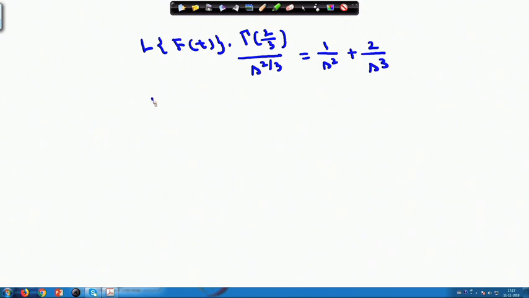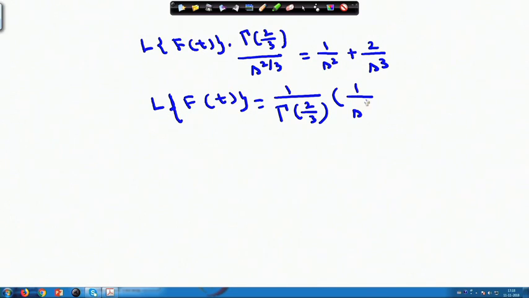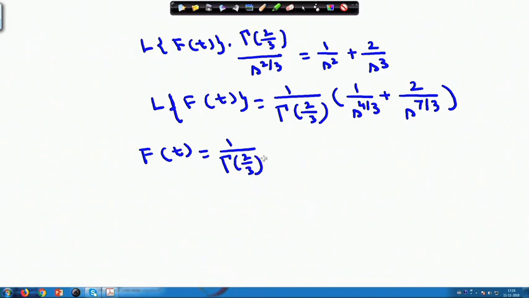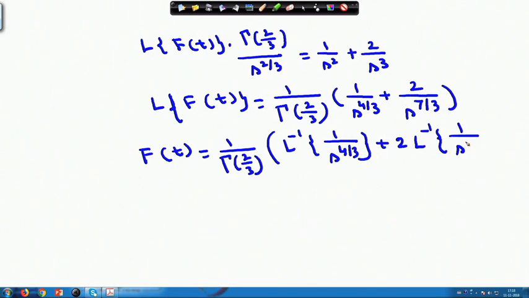And this means Laplace transform of f(t) equals, you can now write 1 by gamma(2/3), this gamma function will come on this side, and this term will become 1 by s to the power 4/3 plus 2 by s to the power 7/3. And therefore, your f(t) you can write down equals 1 by gamma(2/3) into Laplace inverse of 1 by s to the power 4/3 plus 2 into Laplace inverse of 1 by s to the power 7/3, and I know the Laplace inverse of both of them.